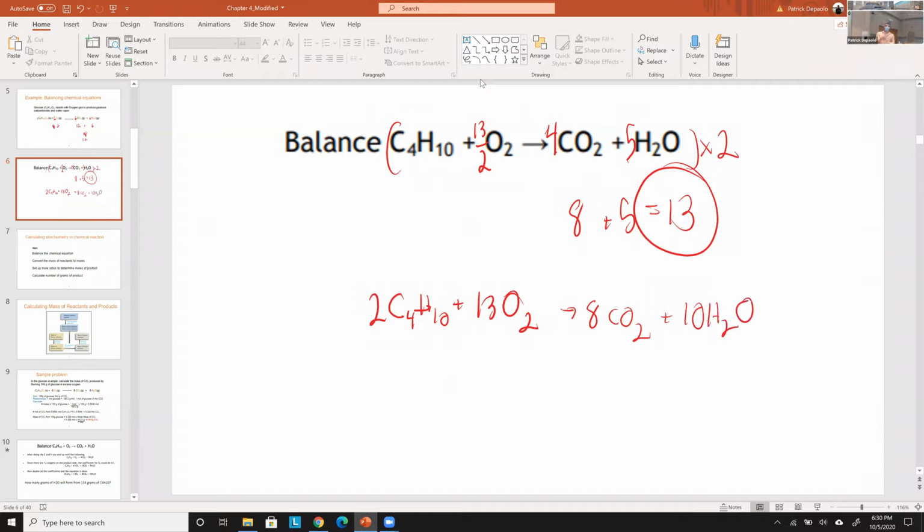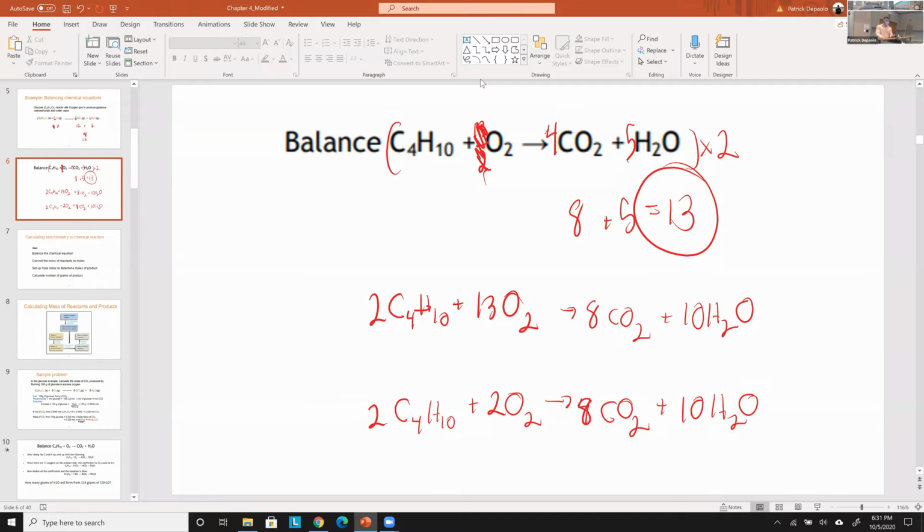Now, if we did it the opposite, just like you said, where before we put in this 13 over 2, we doubled the entire equation beforehand, what would we get? We would get basically the same thing: 2C4H10 plus 2O2, if we doubled it, equals 4 CO2, oh no, 8 CO2 plus 10 H2O.